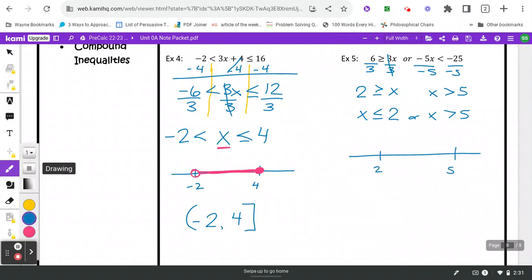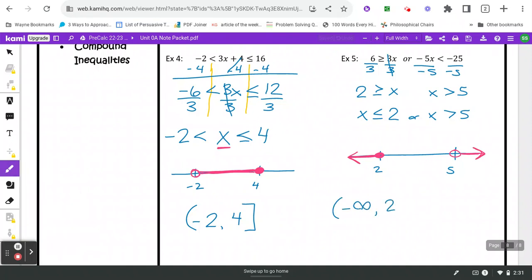When I graph this, I'll have a 2 here, pointing to the left, smaller, a 5 there, pointing to the right, larger. And then to write your interval notation, you're just going to do it as 2 separate things, negative infinity to 2, bracket, and then 5 all the way to infinity. One thing, you can write the word or in the middle, but also you could use this symbol. It means union. It means the two things are together. It's the same as the word or.